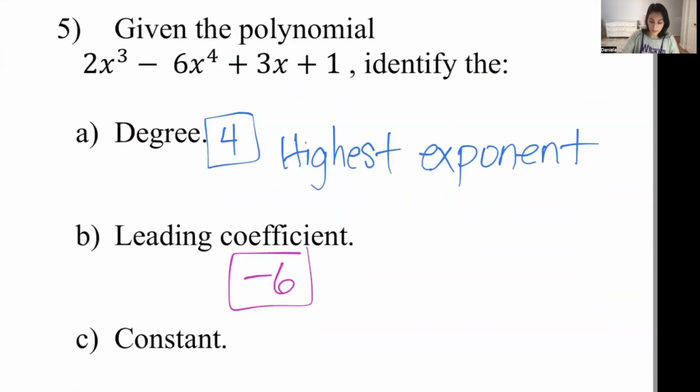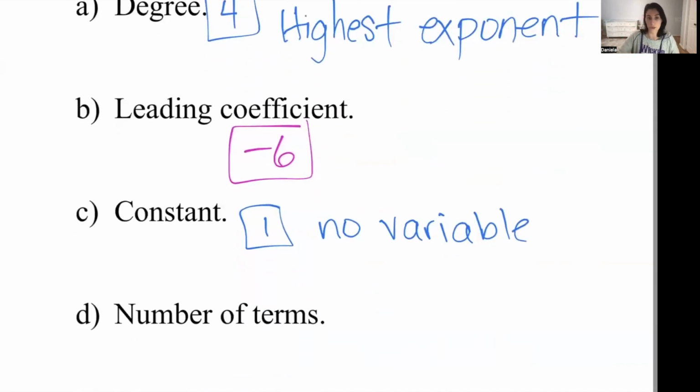Now the constant, very simply put, in this case is 1. The constant is the term that has no exponent. I'm sorry, not no exponent, no variable. That term does not change.